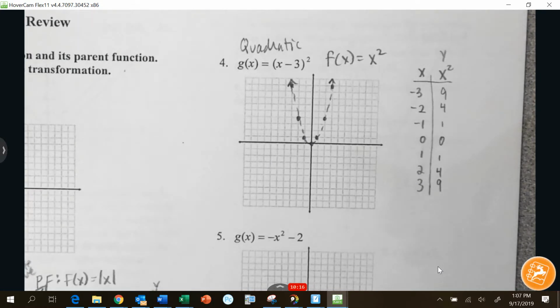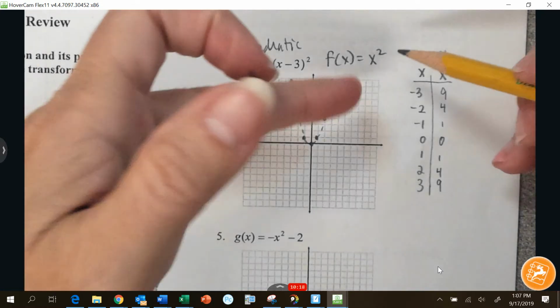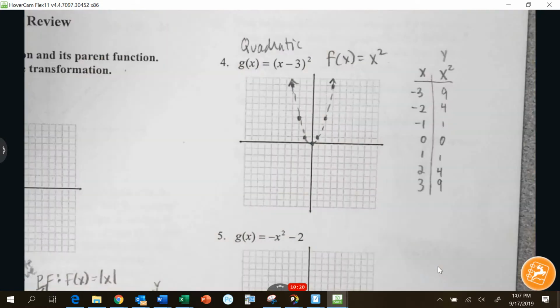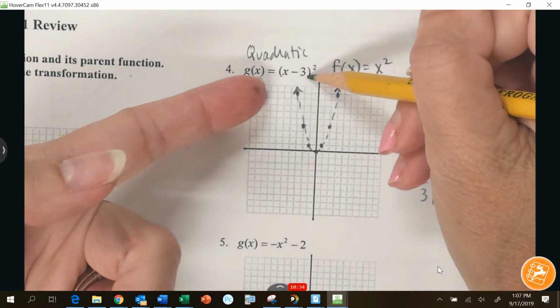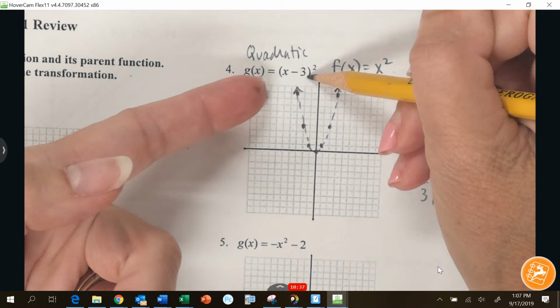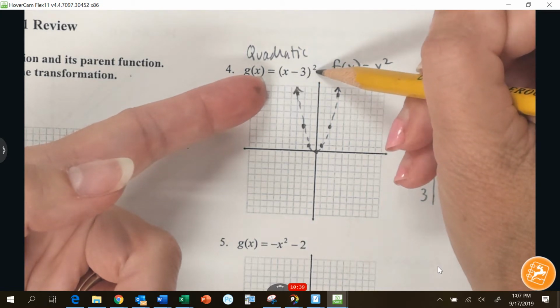Next, we look for transformations. How is x squared and x minus 3 squared different? Max. Goes to the right 3. Okay, so you are totally right. But let me ask it in shorter questions. Is it horizontal or vertical? Everybody. Why? It's inside the squared.